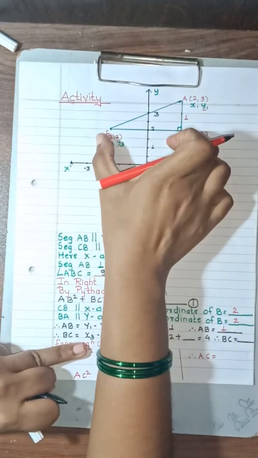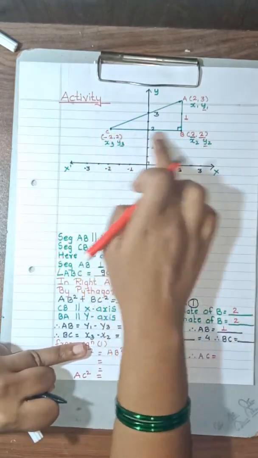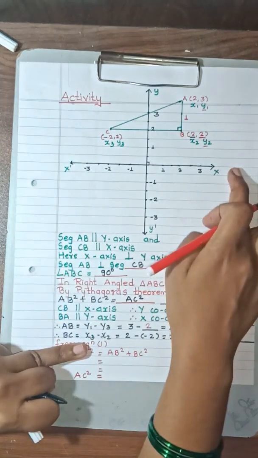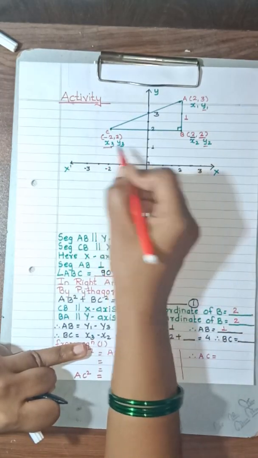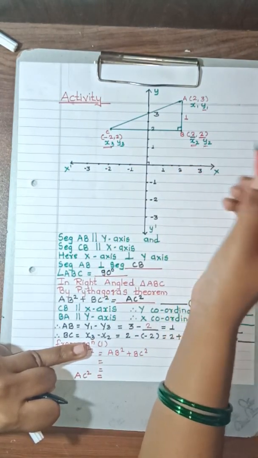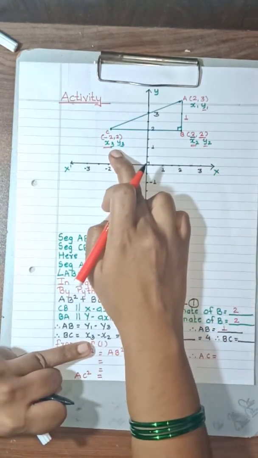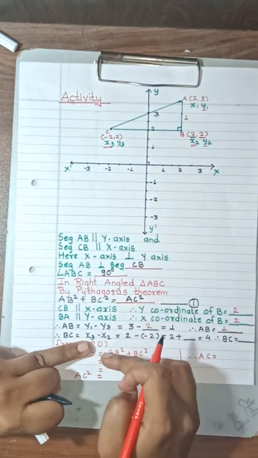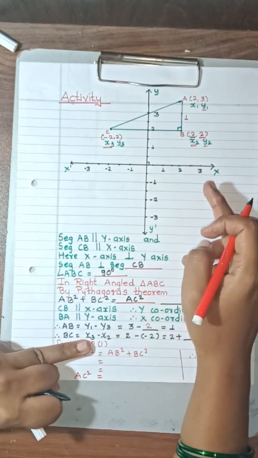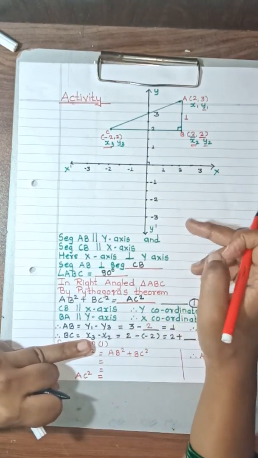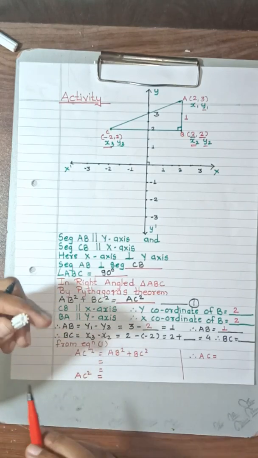Now if you see line BC or CB is parallel to the x axis. Therefore we are going to consider the x coordinates. Now 2 is greater than -2. Therefore we are going to take x2 minus x3. I'll make a correction here.